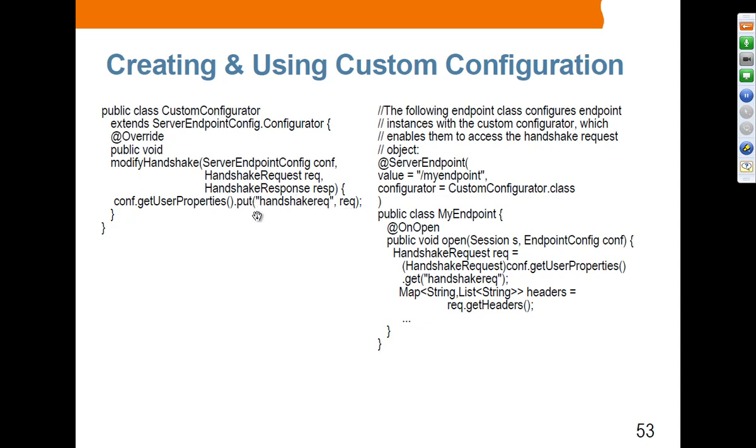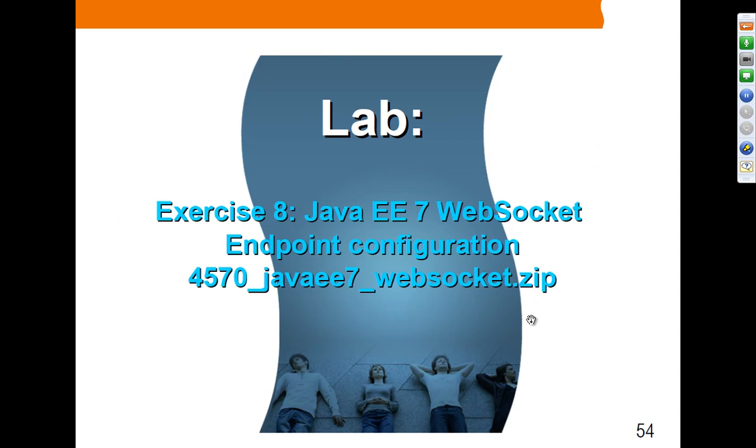So basically, I'm adding another property in this case, and then I am going to configure this custom configurator on my endpoint. So here I say configurator equals custom configurator, and in this case, when my endpoint is opened, I should be able to get some kind of user properties that were set. Whatever you want to set here, I can get it from the user properties configured in this configuration object. Okay, so that is endpoint configuration.